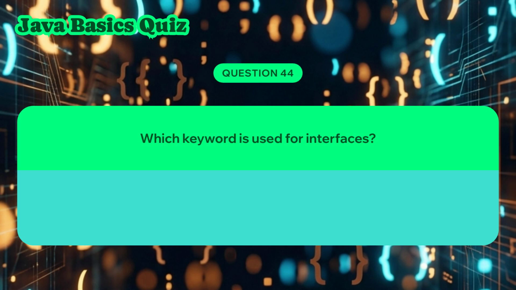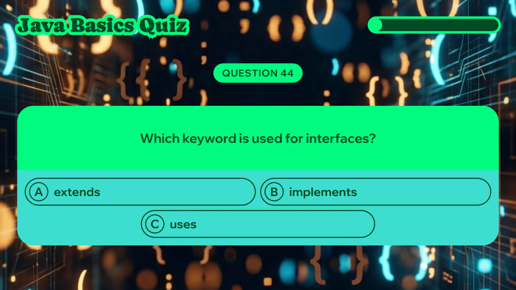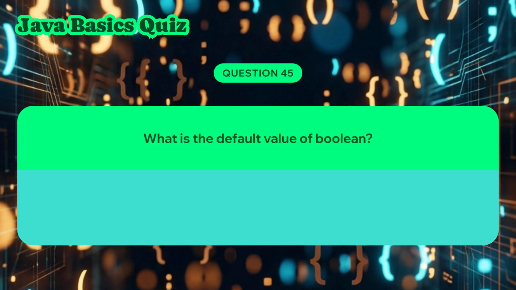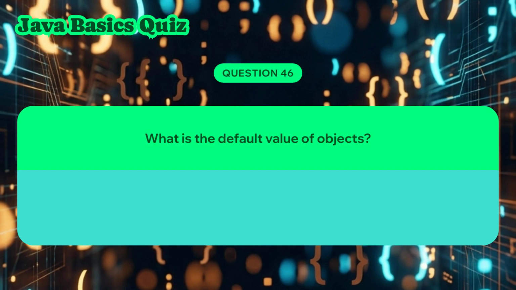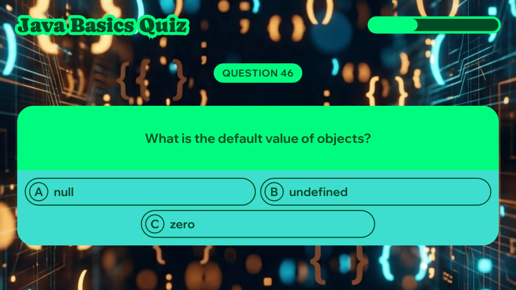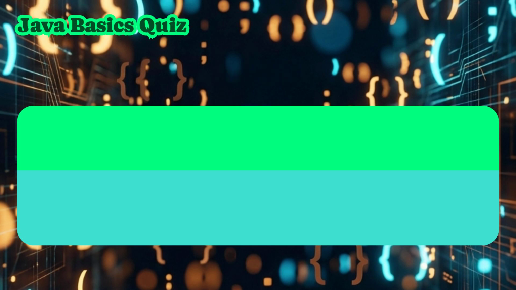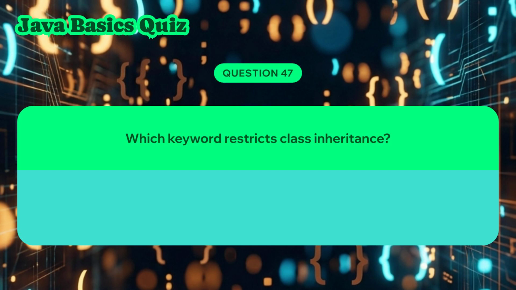Which keyword is used for interfaces? What is the default value of Boolean? What is the default value of objects? Which keyword restricts class inheritance?